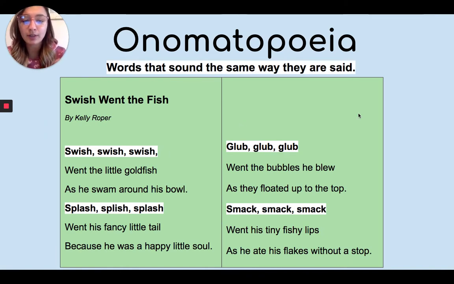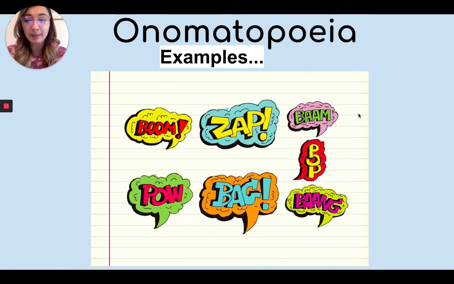So I want to go to the next slide because there are some more examples. Boom is an example. Zap, bam, pop, bang, bag, pow. When you hear those sounds, you actually hear the word. So that is what onomatopoeia is. Again, like I said, I know that can be a little bit confusing, but I just wanted to touch on it.